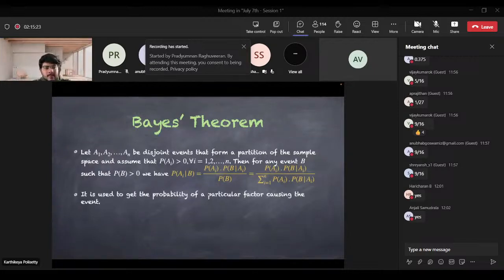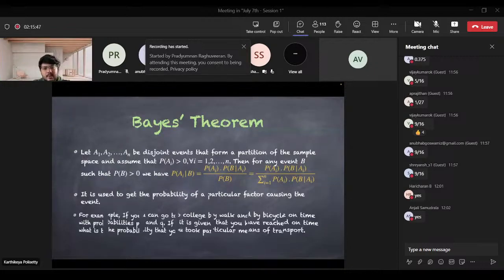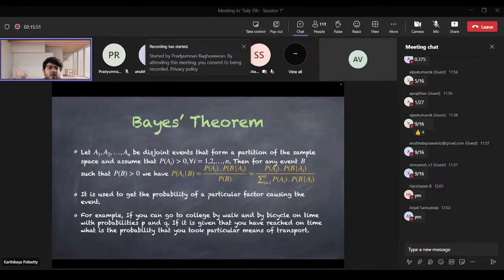It is used to get the probability of a particular factor causing the event. So there can be many factors causing the event, and we want to know the effect of a particular factor on that event. In such cases, we'll use Bayes theorem. For example, you can go to college by walk or by bicycle, on time, with probabilities P and Q. It is given that you have reached on time. What is the probability that you went by walk, or what is the probability that you went by bicycle? All such situations will be taken care of by using Bayes theorem.